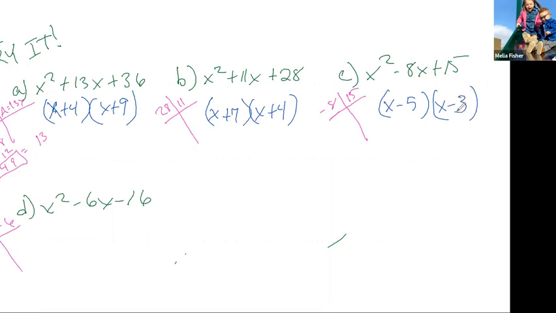If the last term is positive and the middle one is negative, they're both going to need to be negative, because we needed to multiply to equal positive and add to equal negative. Okay, down here, only one of them will be negative. Who's got me an answer for this one? Jason. That's x plus 2, x minus 8. Okay, 2 times 8 is 16, and 2 and negative 8 adds up to negative 6.